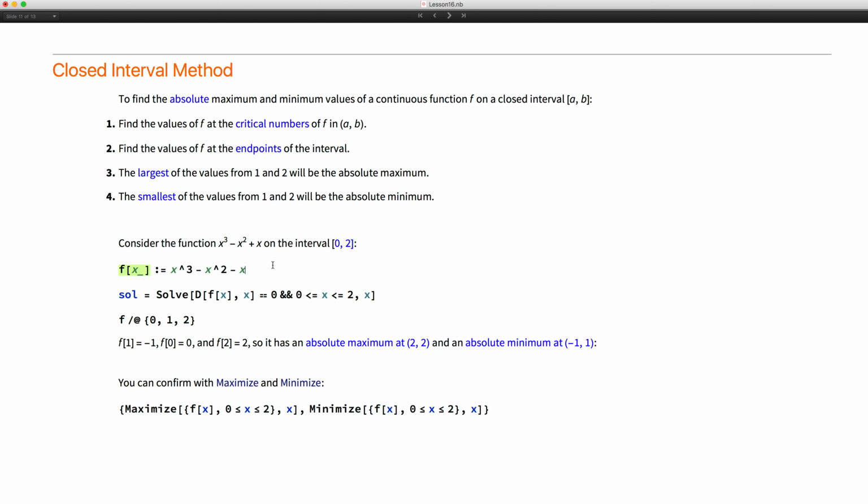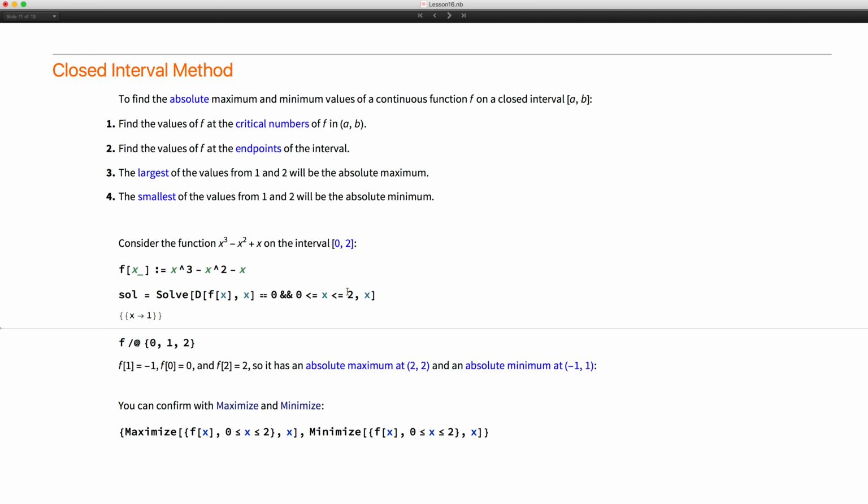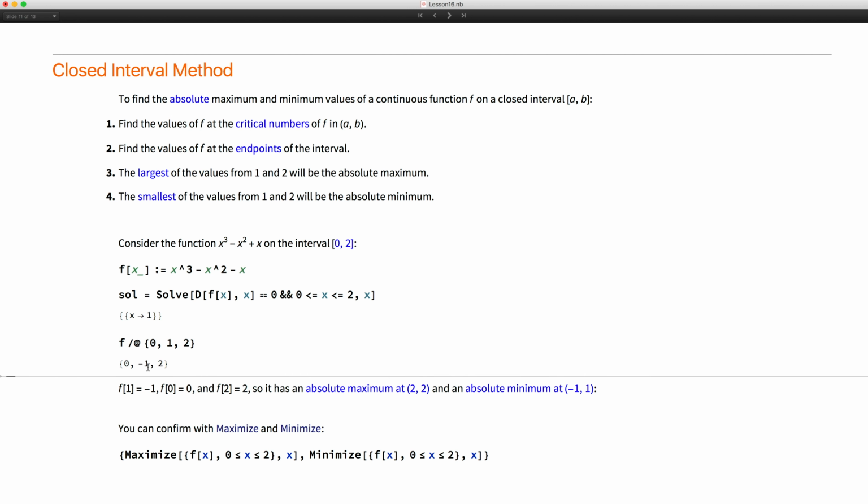As an example, here's a cubic function. You find the derivative, set it equal to 0, and figure out that 1 is a critical point. Add that 1 to the list 0 and 2. So you've got to look at 0, 1, and 2. 0 and 2 are the endpoints of the interval, 1 is a critical point, and you find that the minimum value occurs at 1, and the maximum value occurs at 2. So you have an absolute maximum at (2, 2), and you have an absolute minimum at (1, -1).